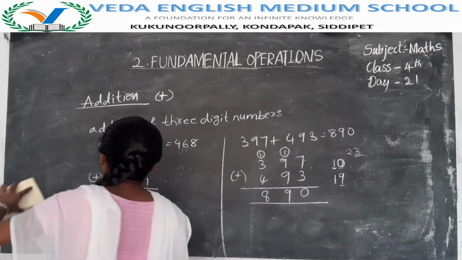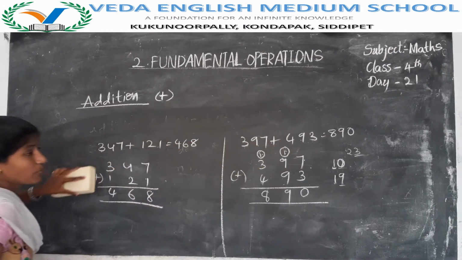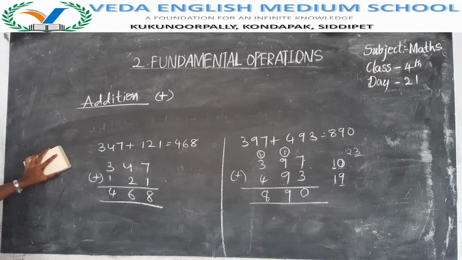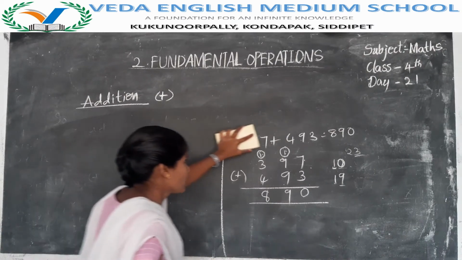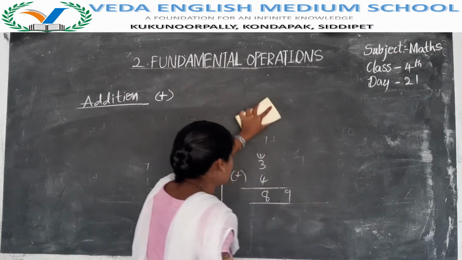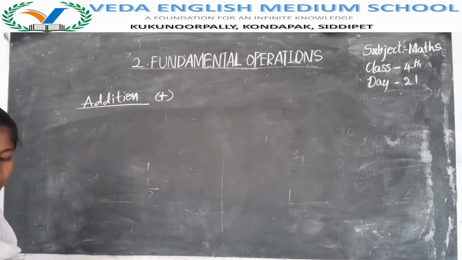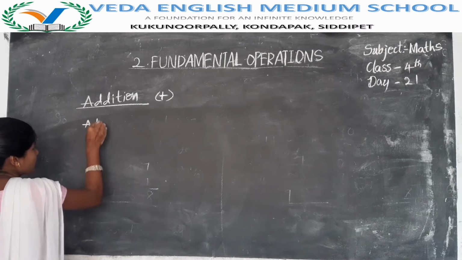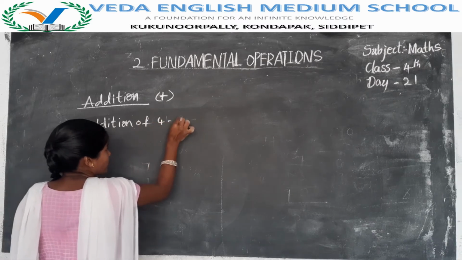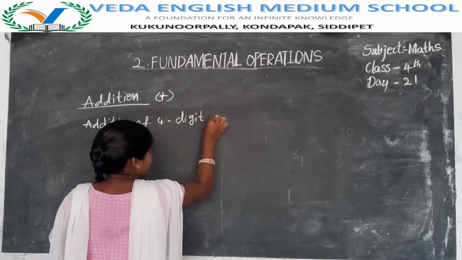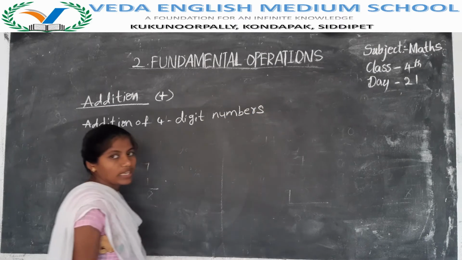We have already completed 3 digit numbers. Addition of 3 digit numbers we learned in our previous class, which means in your third class. In third class we learned how to add 3 digit numbers. Now in your fourth class we have addition of 4 digit numbers, with carry and without carry. Addition of 4 digit numbers: how to do it without carry and how to do it with carry.